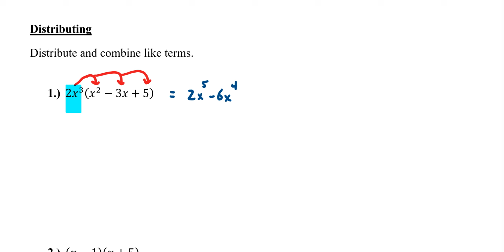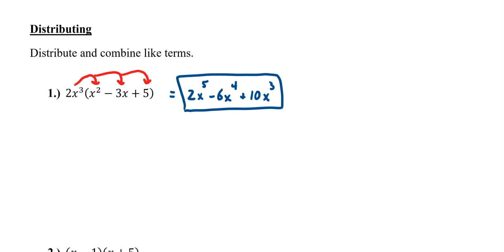And then for the last one, we have 2x cubed times 5, and that gives us a plus 10x cubed. So there's no like terms to combine here. So we are done with the first one.